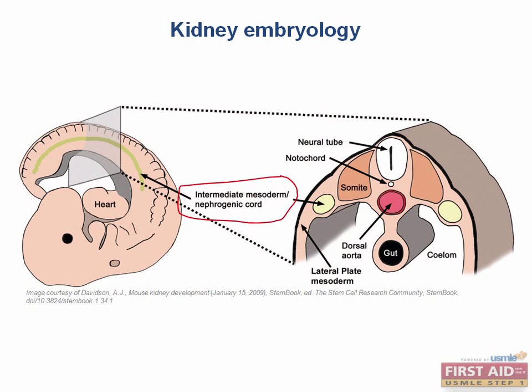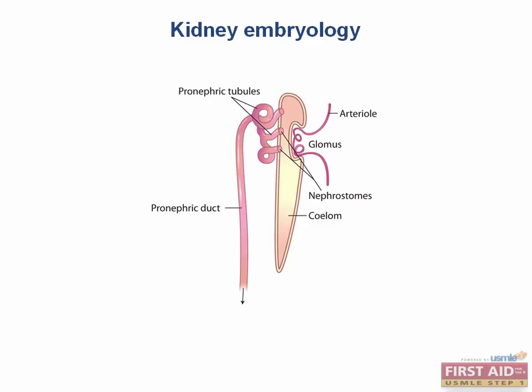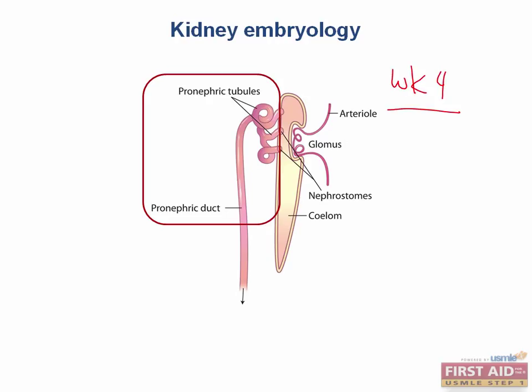Now, the nephrogenic cord spans from the cervical to the sacral regions of the developing fetus, eventually giving rise to the three stages of the fetal kidney: the pronephros, mesonephros, and metanephros. The pronephros exists in the cervical region and will eventually degenerate during week 4 of development. It is non-functional during fetal life and will not form any adult remnant.